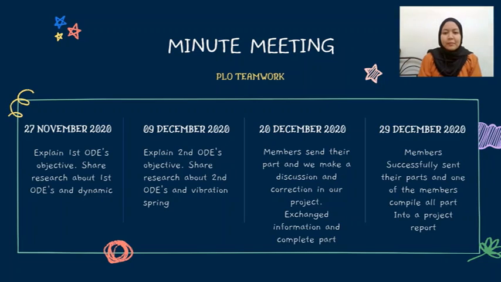The second meeting is on 9 December 2020. We explained the objective of the second ODE topic, group members chose their parts while discussing the content that must be in this report, and discussed existing engineering applications for the second ODE topic. We shared our research about second ODE and vibrating spring.